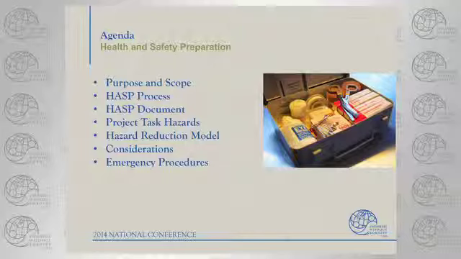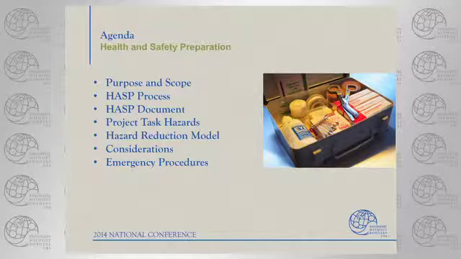Here's our brief agenda. We're going to go over the purpose and scope of the health and safety plan. We will talk about the process of the HASP, the actual document itself, project task hazards, and what to look out for while you're actually doing assessment. You're going to go out there and say, okay, great, I'm ready to do this project. I can do this calculation. This looks perfect. But if you don't consider the health and safety aspects, it's going to be a difficult implementation.